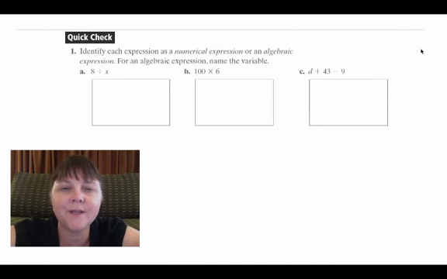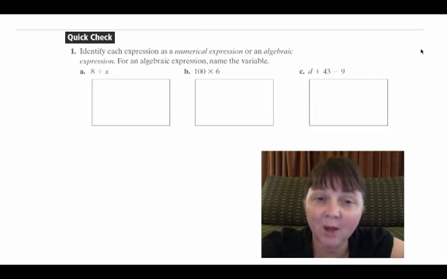Now I'd like you to try these 3 problems on your own. Remember, you're telling me whether they're numerical expressions or algebraic expressions. If it's an algebraic expression, you also have to identify the variable. Go ahead and try all 3 on your own. Pause the video to complete these 3 problems.